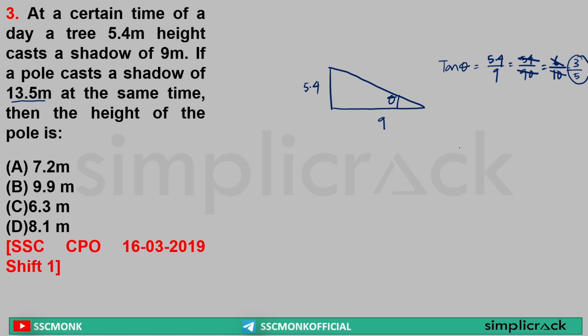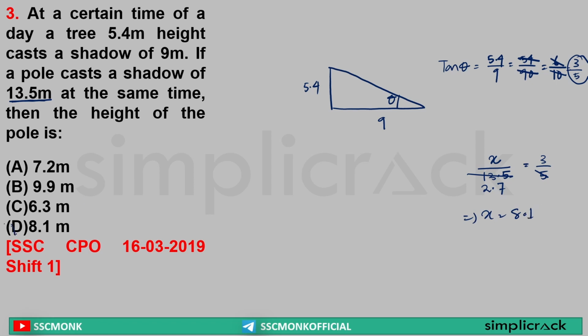Now, if 3 by 5 is my tan theta and the pole casts a shadow of 13.5 meters, I will write 13.5 meter shadow, x length, equal to tan theta, that is 3 by 5. Sir, 5 2s are 10, 5 7s are 35. So x is equal to what? 2.7 into 3, that is 27 into 3 is 81, and 1 decimal is there, so I will write 8.1 meter. So what is the answer?